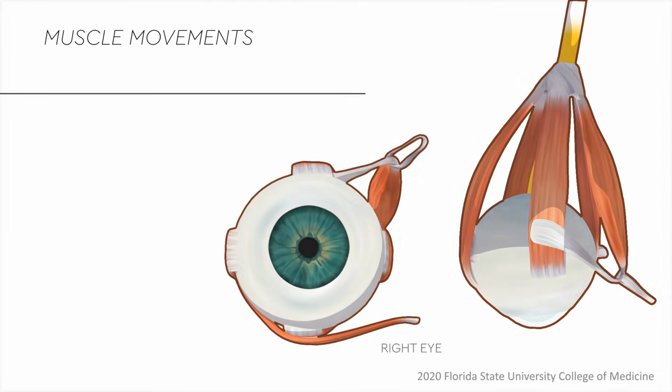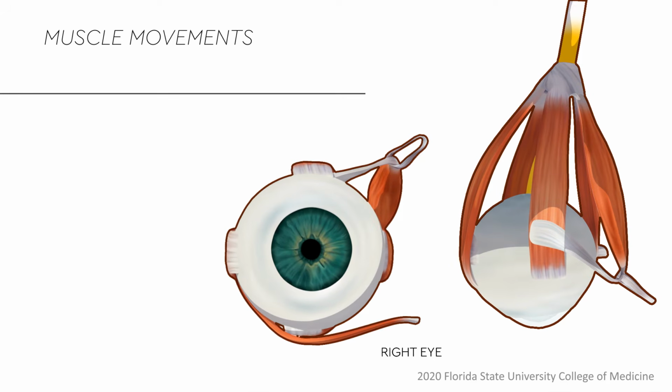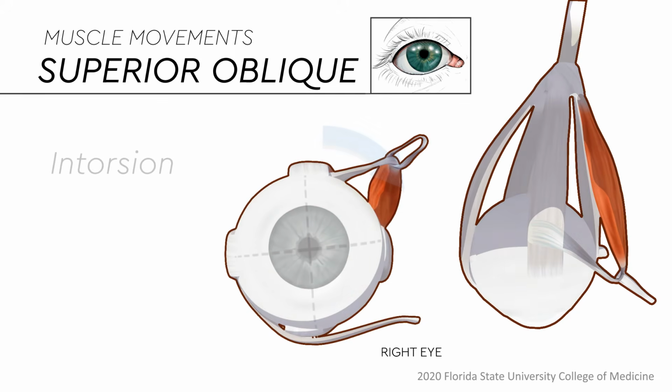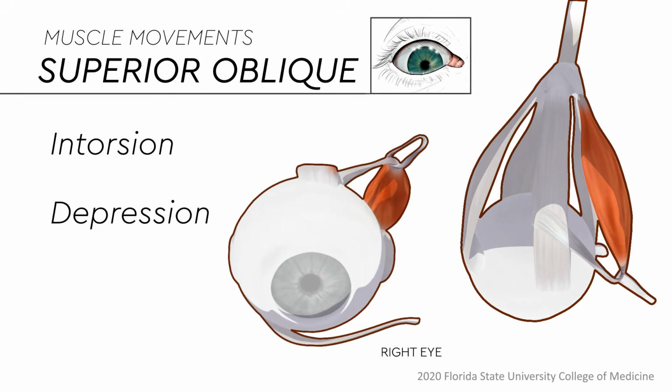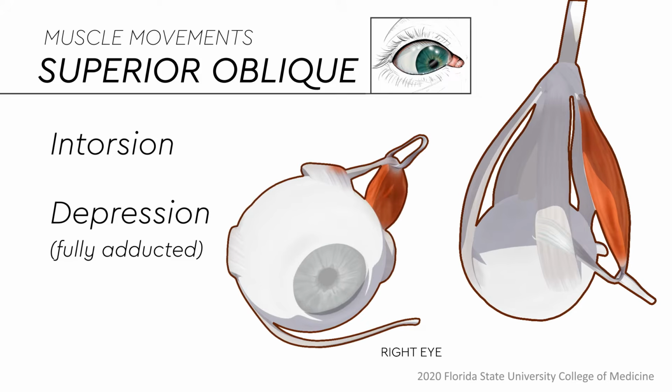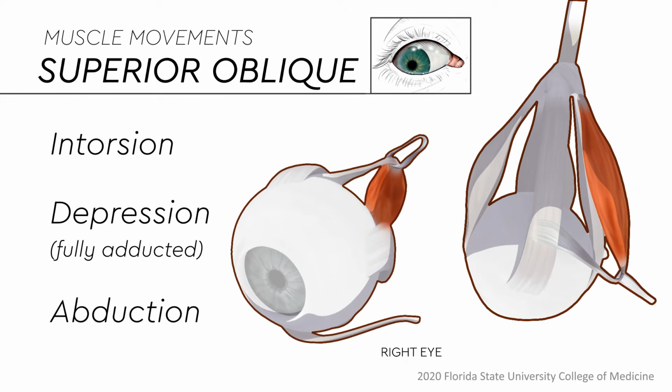Finally, let's consider the most misunderstood of the extraocular muscles. The primary result of contraction of superior oblique is intorsion of the eye. Superior oblique also assists with depression of the eye, and is the only effective depressor of the fully adducted eye. Superior oblique also contributes to abduction of the eye.